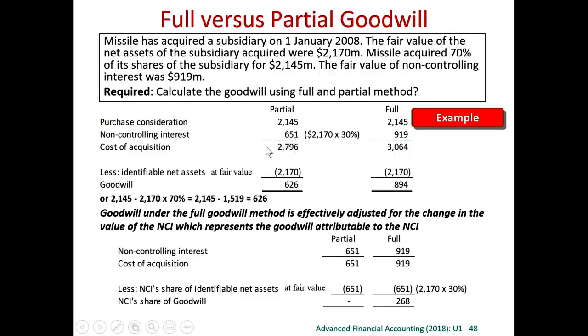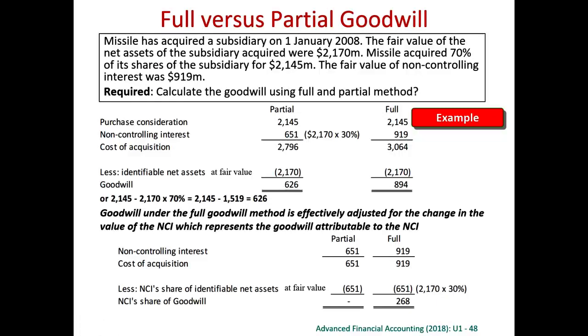So what we pay, 2,796. What we get, 2,170. So goodwill will be stated in your consolidated financial statements as 626 if we are using a partial goodwill method. That means NCI is measured as a proportion of the fair value of the net asset. So in your consolidated financial statements, it will be 626.